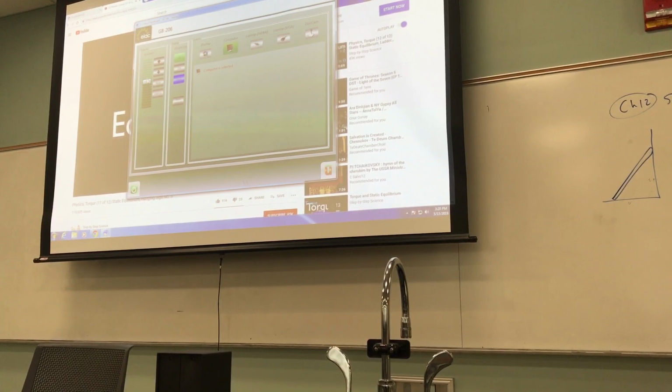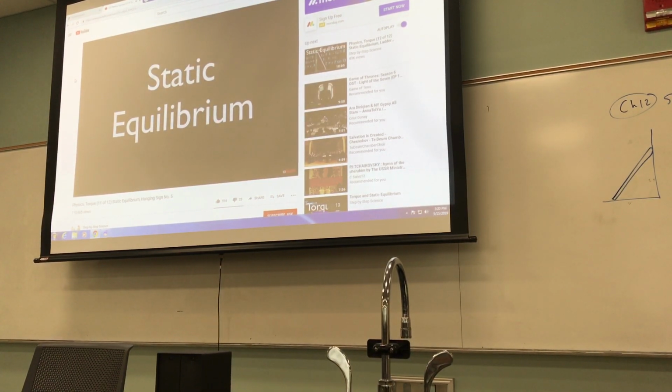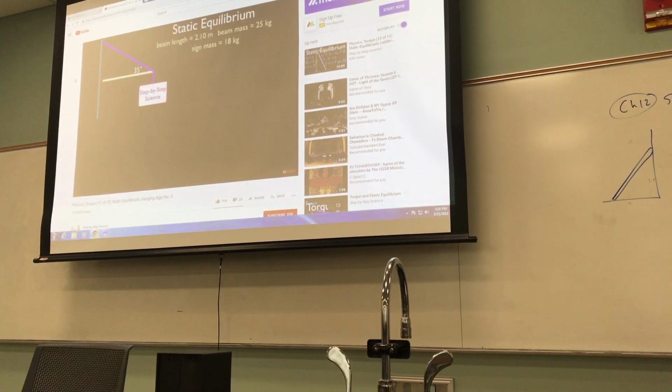This is one example. Of course, there's lots of them. We're going to go over a problem involving static equilibrium. This is kind of a long problem, so let's get started. This is a good example.